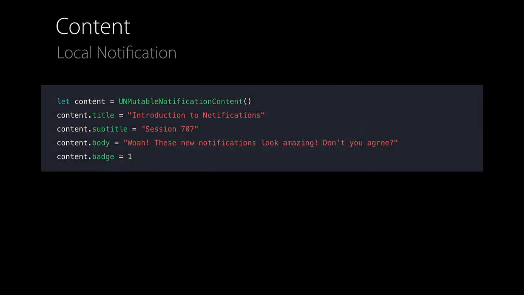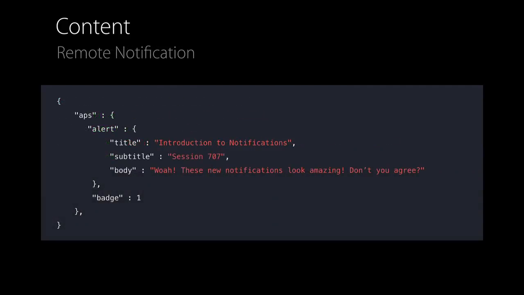Let's take a look at how to set this up in code. So it's as simple as creating a UNMutableNotificationContent object and setting the different properties on it. That's it. For remote notifications, it's fairly similar. Your notification payload is structured as shown here. And again, you set the different properties of your payload before sending it to APNS.